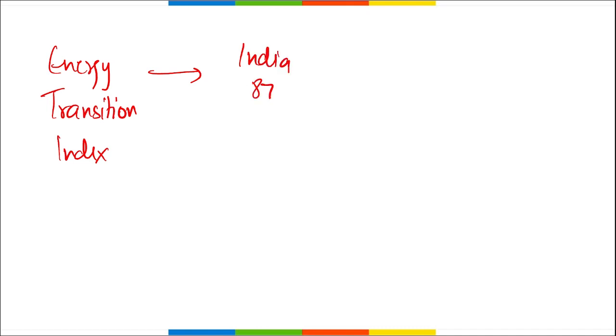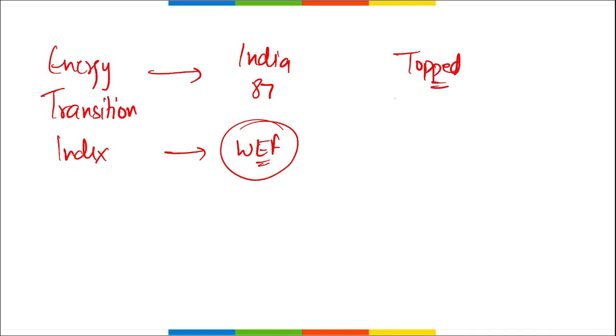Next is the Energy Transition Index. What is the rank of India in the Energy Transition Index? India's rank was 87th, and who released this? It was released by WEF, the World Economic Forum. In this particular Energy Transition Index, it was topped by Sweden.